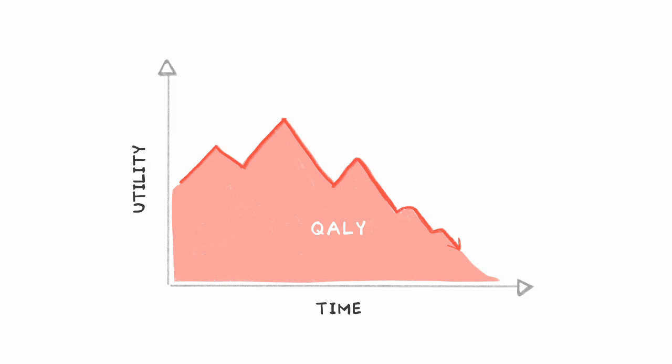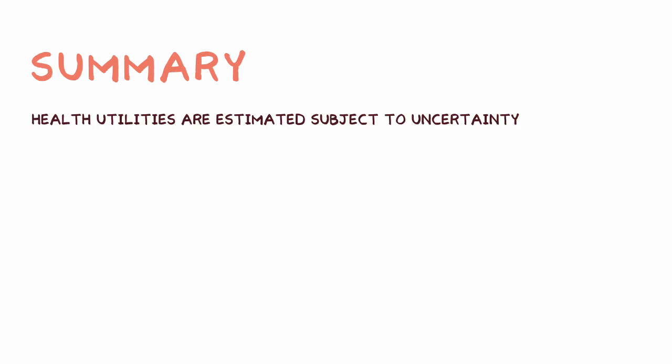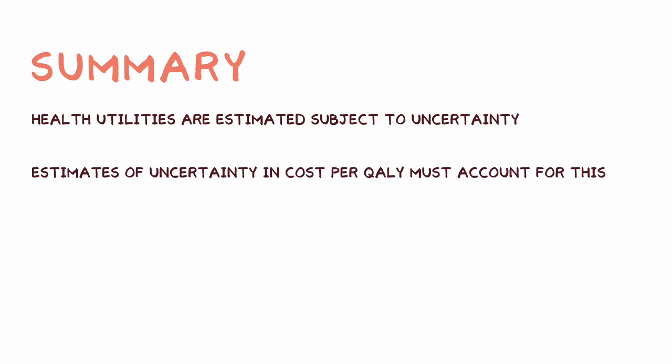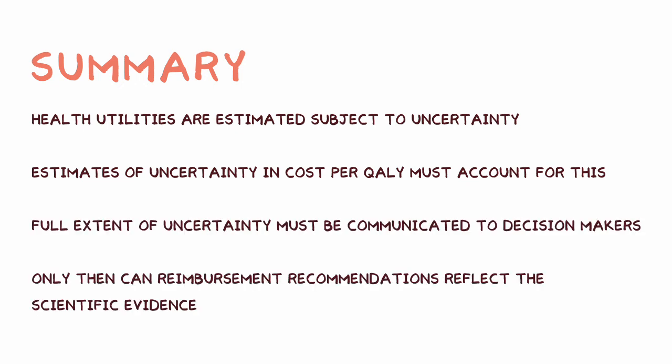Since health utilities are used in calculating quality-adjusted life years, but we're uncertain about the values of the health utilities, this contributes additional uncertainty about the cost per quality-adjusted life year. This uncertainty is currently ignored in economic evaluations. So to sum up, health utilities are estimated subject to considerable uncertainty, and this needs to be accounted for when estimating the uncertainty in the cost per quality-adjusted life year. Communicating uncertainty accurately to decision makers is necessary for reimbursement recommendations to reflect the scientific evidence.